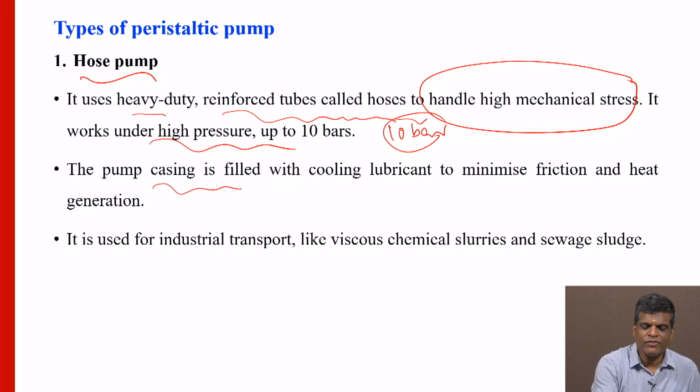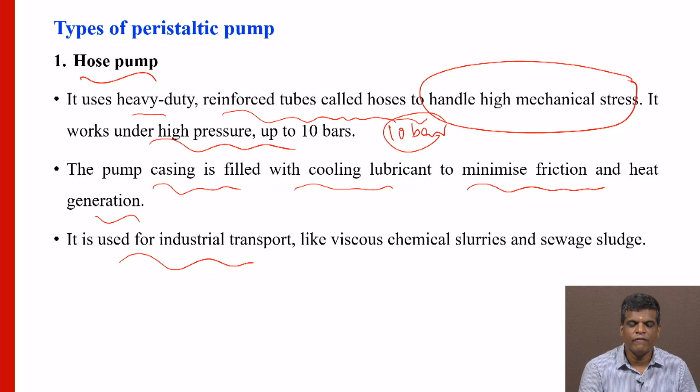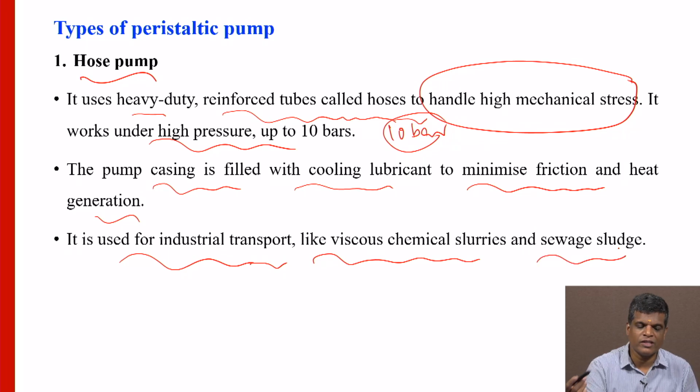The pump casing is filled with a cooling lubricant to minimize friction and heat generation. That's an additional point about the hose pump. It is always used for industrial transport, because whenever you have high pressure, we can use it for industrial transport, where we handle larger amounts of liquids, like viscous chemical slurries, sewage and sludges. Wherever there, we can use the hose pump. That's one type of peristaltic pump.